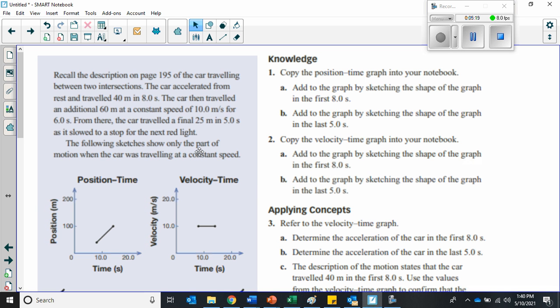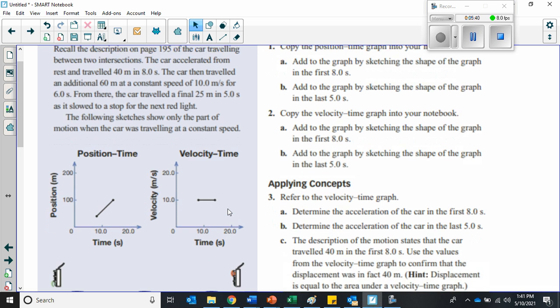Okay. So we're going to look at these first ones, and essentially it's saying copy the position time graph into your notebook, add a graph by sketching the first 8 seconds, so you can see it's blank here, and then for the last 5 seconds, and we're going to use a rough guide. Question 2 is doing the same thing here, and how do they change?